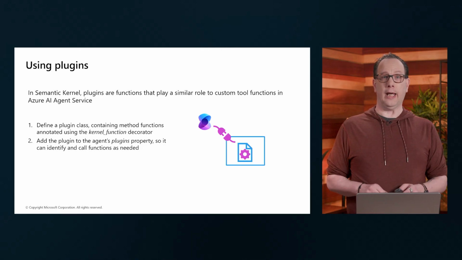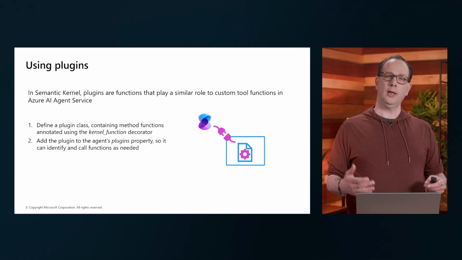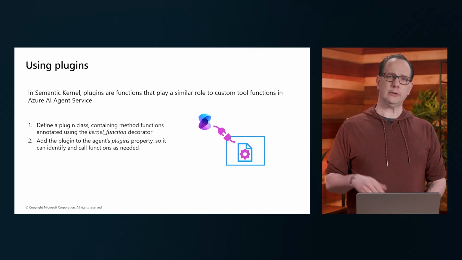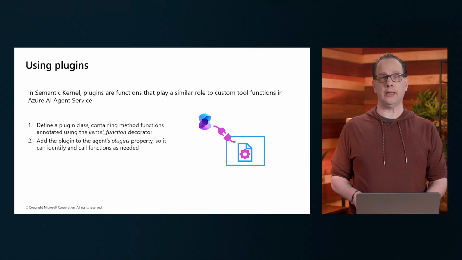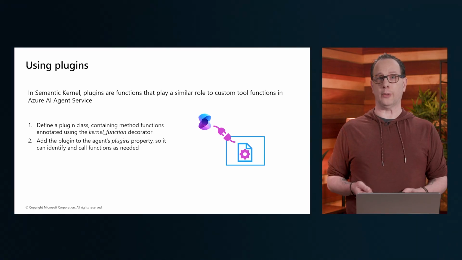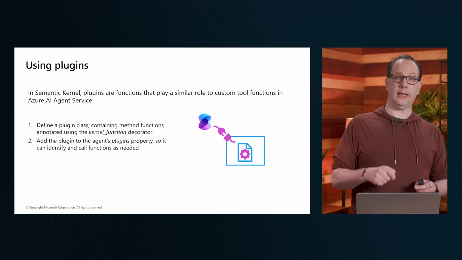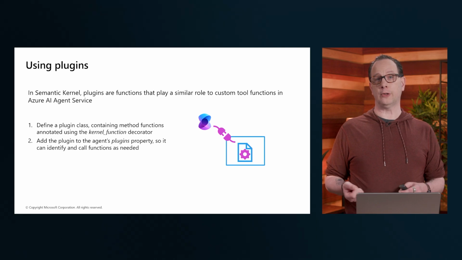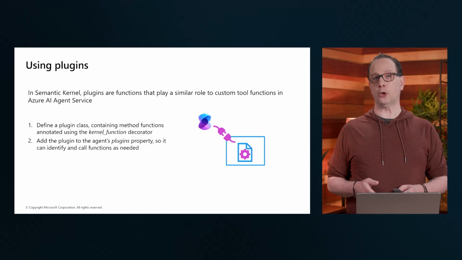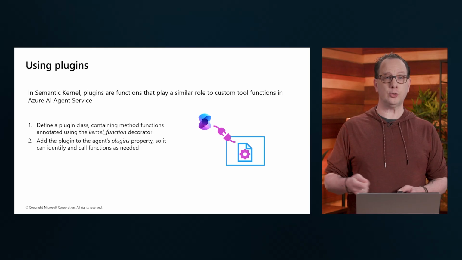Using plugins with Azure AI Agent is basically a three-step process. It all starts with defining your plugin. Now, what this means is you can create a plugin by defining a class and annotating its methods with the kernel function decorator. The decorator lets Semantic Kernel know that this function can be called by AI or referenced in a prompt. The kernel function decorator also supports a description attribute to help the AI agent understand how to use the function.